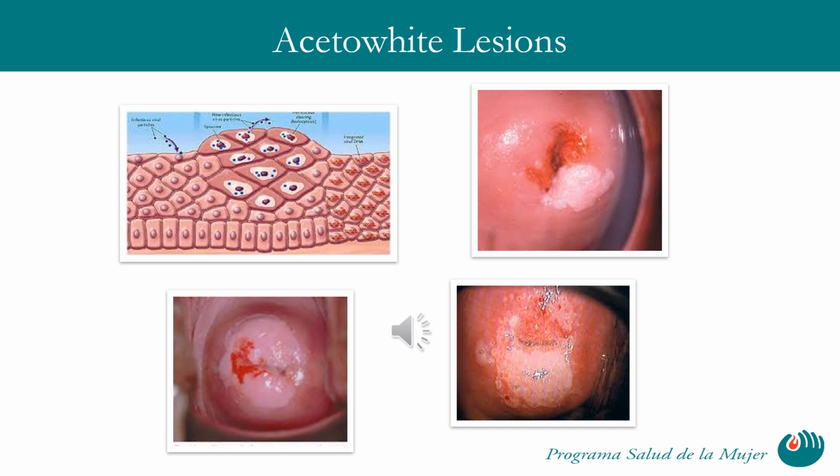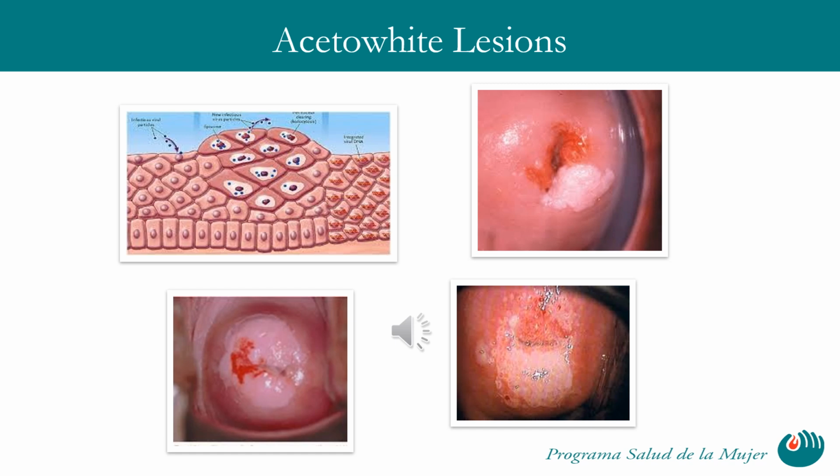Acetowhite lesions are key findings in cervical cancer screening, turning white after acetic acid application during VIA, indicating potential abnormal tissue. Typically located near the cervix's transformation zone, these lesions vary in size, shape, and the definition of their margins, which can hint at the severity of underlying changes.